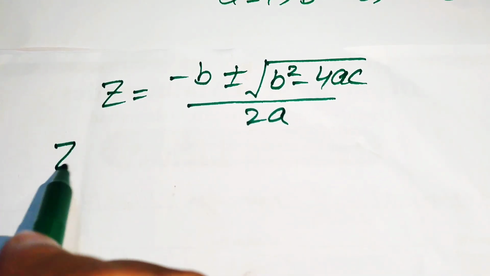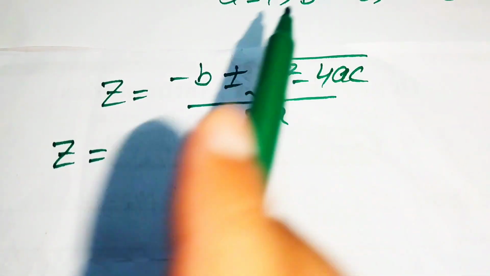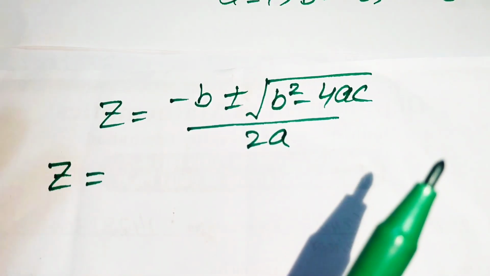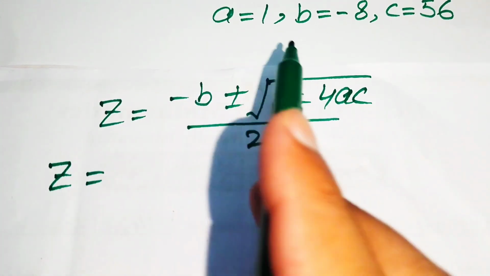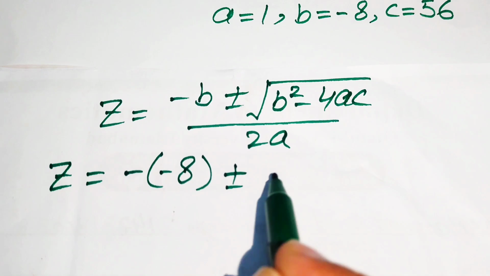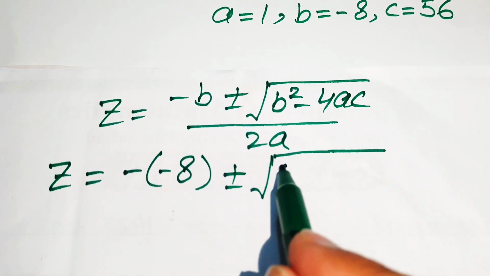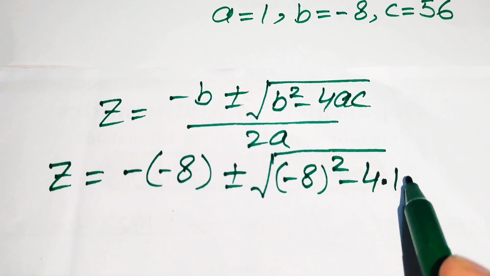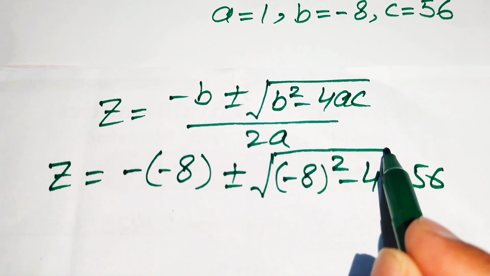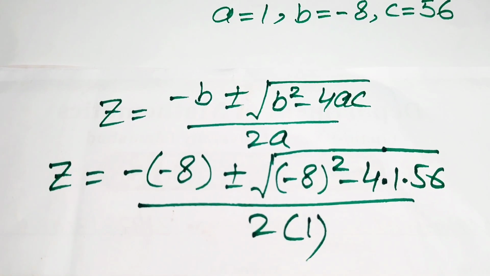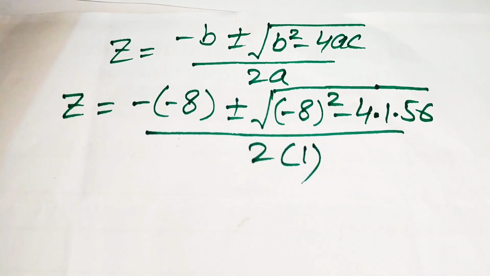So first we put the value of b. So value of b is minus 8, so this is minus 8. When we substitute it here, we get minus times of minus 8 plus minus square root of b square, and it is minus 8 square minus 4 times of a is 1, and c is 56, divided by 2 times of a, and our a is equals to 1.